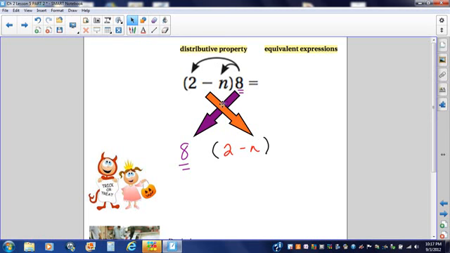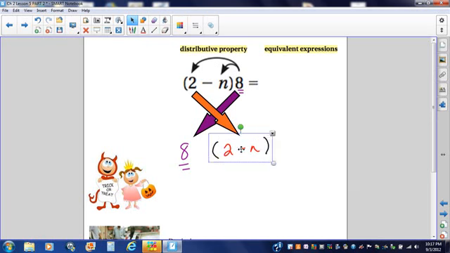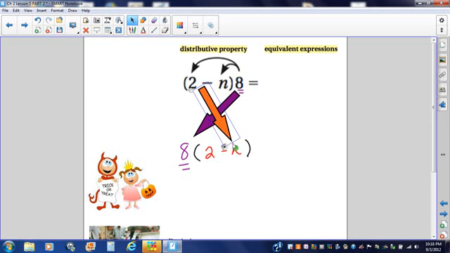So all I'm doing is putting the 2 minus n here in the back, and I'm putting the 8 in the front. Now I'm just going to group them together, and I want them touching each other. When they're touching each other, that means multiplication. So now I can do the distributive property, or you can think of it as 2 and minus n are trick-or-treating. You're going to give candy to the 2, and you're going to give candy to the variable minus n.